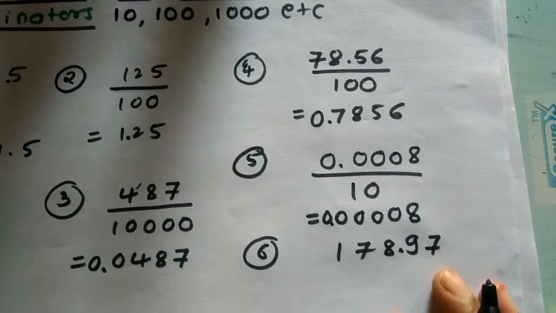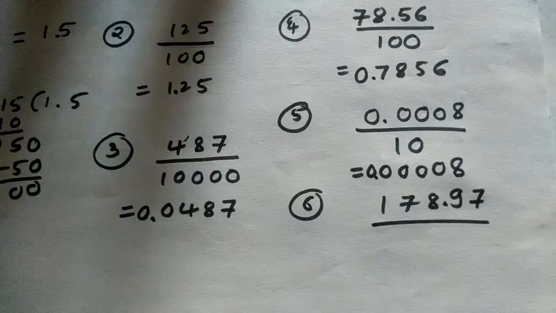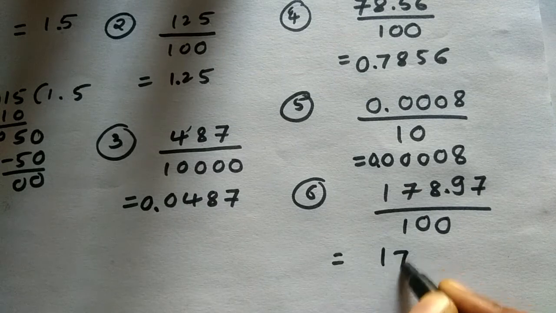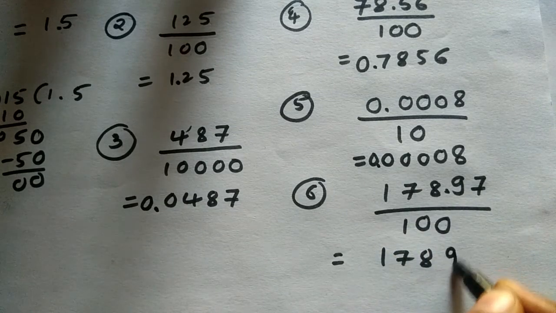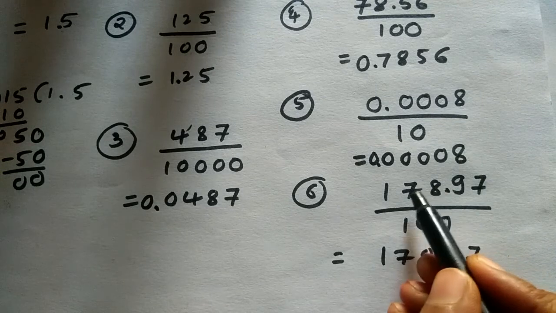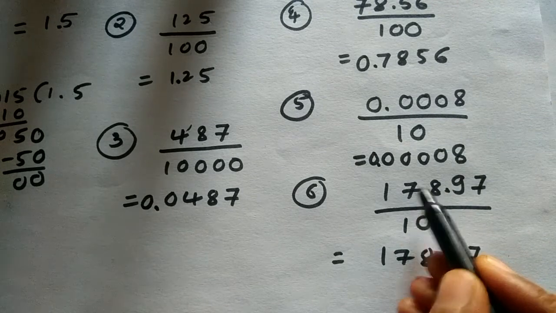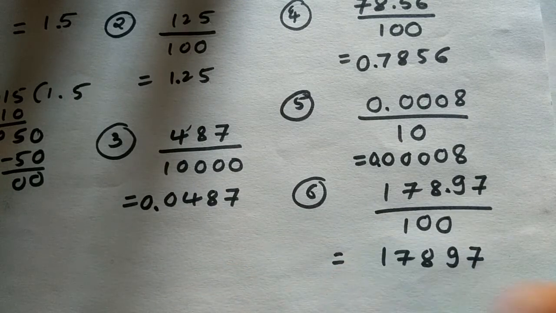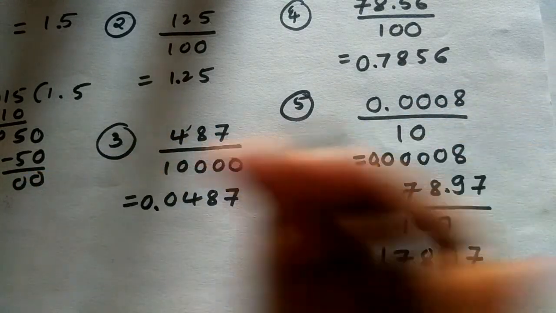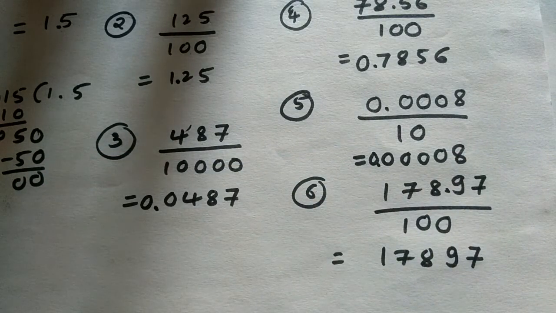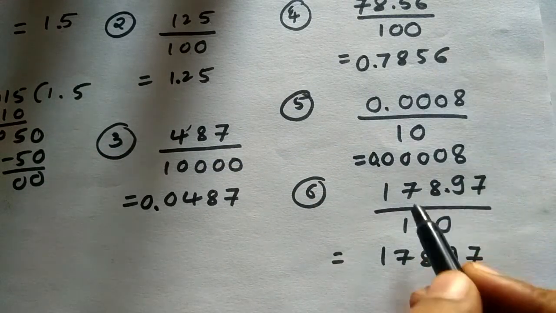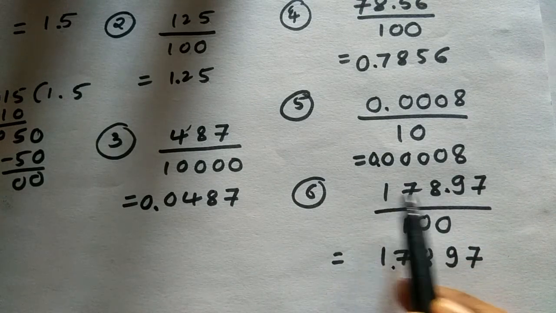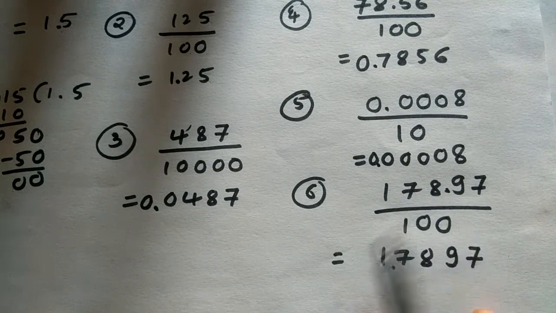Now 1, 7, 8, 9, 7. Here I have the point, and here I am dividing this by, let us take, 100. So 178, whatever number you are getting in the numerator, write as it is without the point. Now we have to shift this point. 2 zeros are there, 1, 2. Remember, when you are shifting the point you have to go from right to left. Remember 1s, 10s, 100s like that. Always we start with the unit place, the ones place, from the right side. So 1, 2. The decimal point will come here. It means when you divide this 178.97 by 100, you will get this answer.